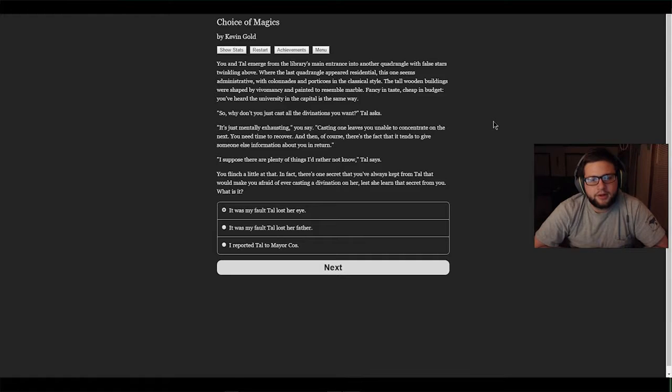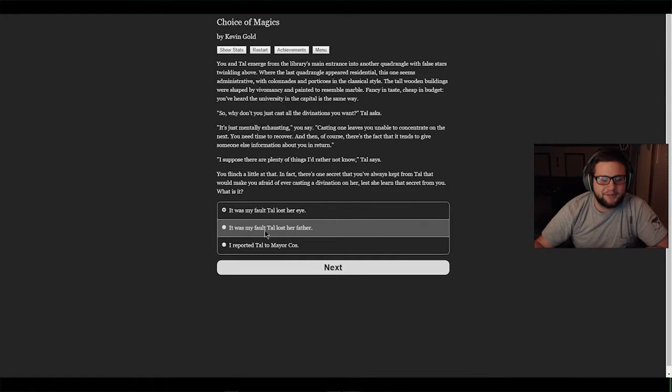You flinch a little at that. In fact, there's one secret that you've always kept from Tal that would make you afraid of ever casting divination on her, lest she learn that secret from you. What is it? It was my fault Tal lost her eye. It was my fault Tal lost her father. I reported Tal to Mayor Koss. Lost her eye? These other two sound horrible. I don't want to be the reason her dad's dead, and I don't want to rat her out for anything. We're buddies, so it's my fault that she lost her eye.